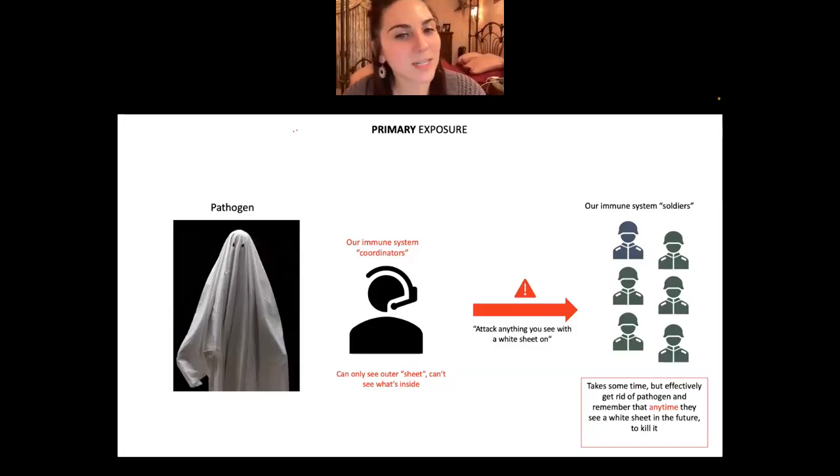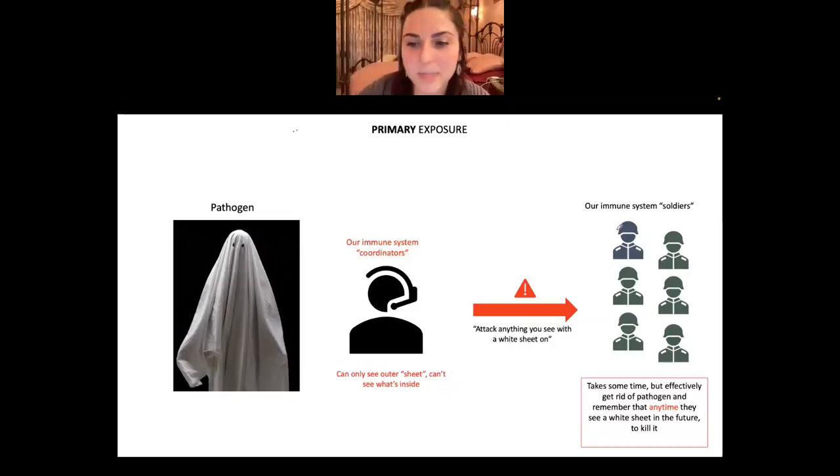So it comes into the body, and the immune system coordinators, which we now know is the innate immune response, these sentinel cells, your epithelial cells, your dendritic cells, macrophages, see this. And they're like, oh, let's coordinate an immune response to this. They tell all the other immune cells, hey, attack anything you see that has a white sheet on, okay? So the soldiers are like, all right, cool, let's do that.